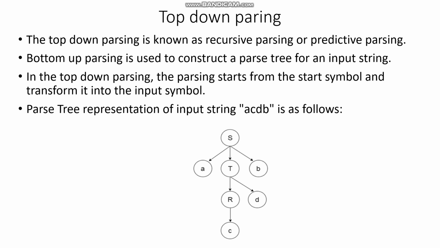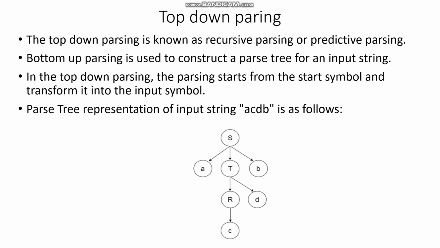Here we can see the leaves as A, C, D, B, which is the input string, and the figure shows the parse tree representation for the input symbol A, C, D, B, where T and R are the intermediate nodes. This was an example for top down parsing.